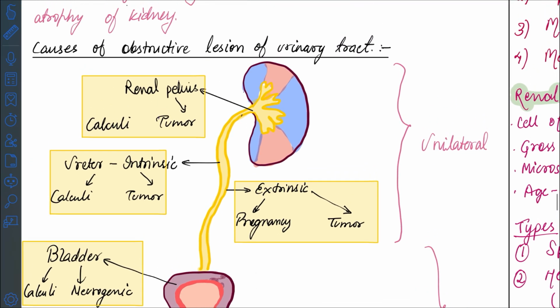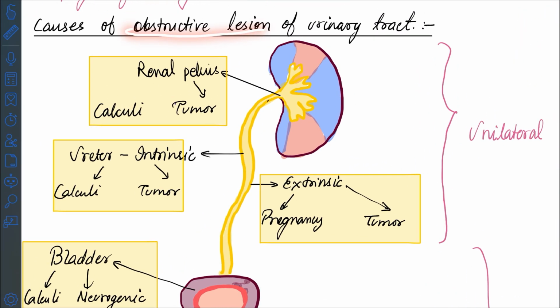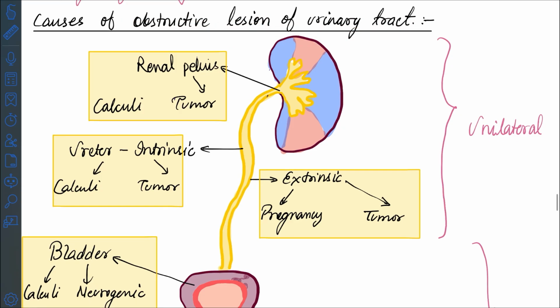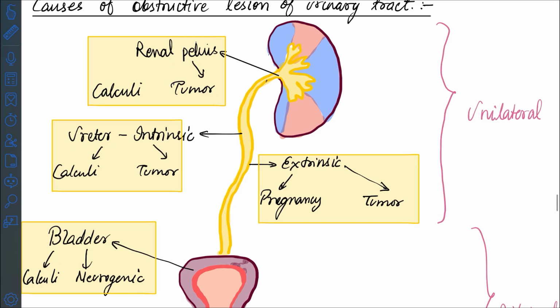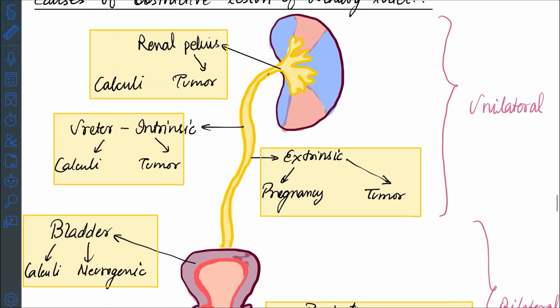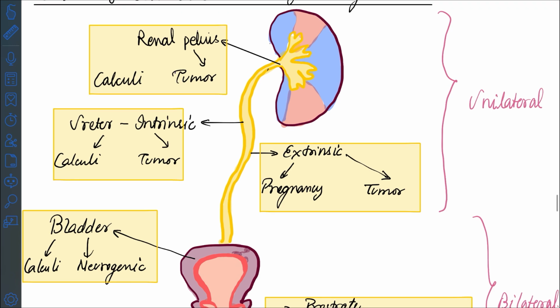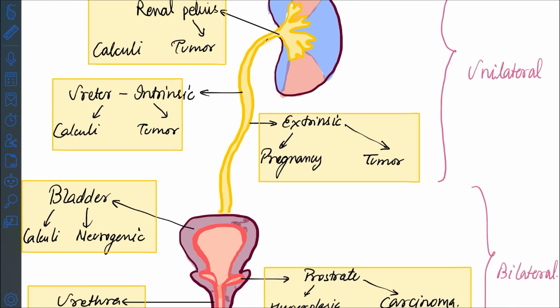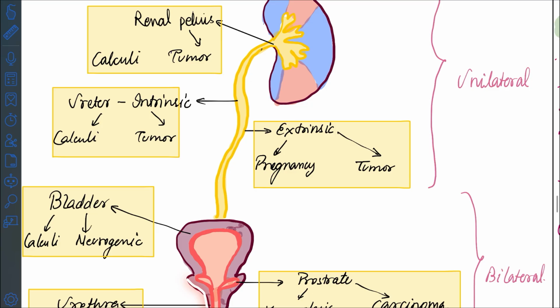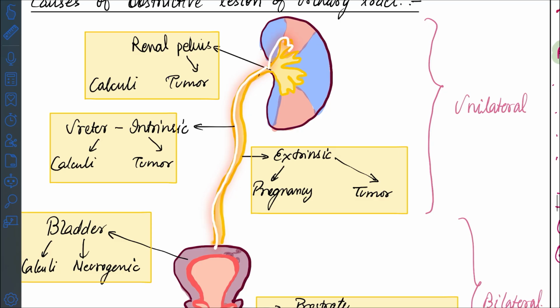Here I have made a small diagram to tell you about the causes of obstructive lesions of the urinary tract. If you remember this, I hope it will be easy to understand, and if you draw this same diagram in your exam, you're going to get full marks too. So starting with the bladder, here is a bladder, and considering the male bladder, we have drawn the prostate here too. This is the ureter, the renal pelvis, and this is one kidney.